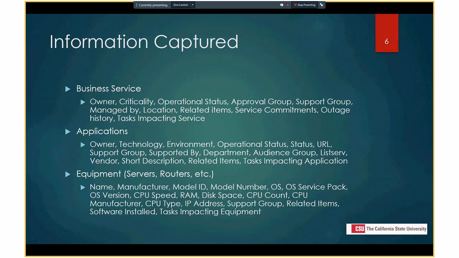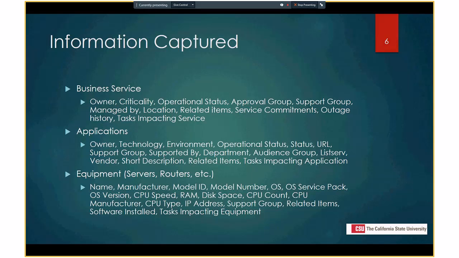And the same thing with equipment, but with equipment we have the name of the equipment, the server name, the manufacturer, whether it's a Dell or a HP or a Compaq, the model ID number, the model number, operating system, whether it's Windows 2008, Windows 2012, what service pack may be on there, the operating system version, the CPU speed of the box, how much RAM is on the box, how much disk space.